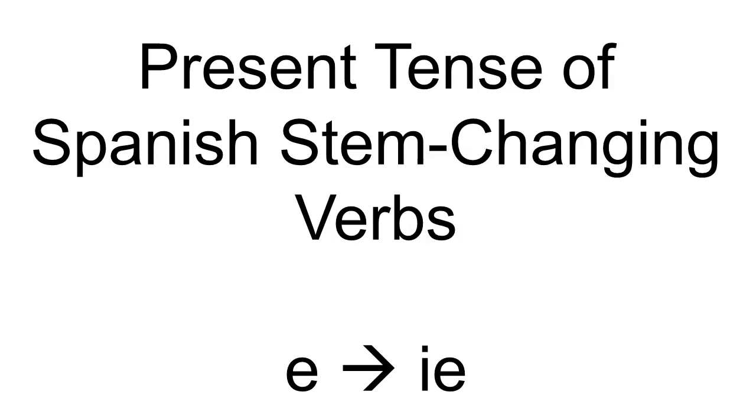So in this video, we are going to practice using stem changing verbs in the present tense in Spanish. Specifically, we're focusing on the pattern of E that changes to IE. Remember that there are 3 stem changing patterns, and I do have 2 separate videos about the other 2 patterns. So if you're working on your stem changing verbs, be sure to watch those other 2 videos. Just go back to my channel homepage to find them.